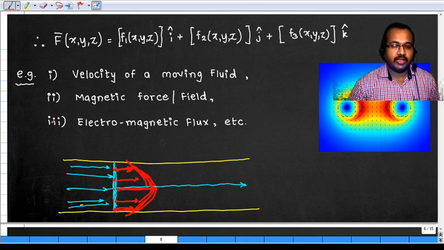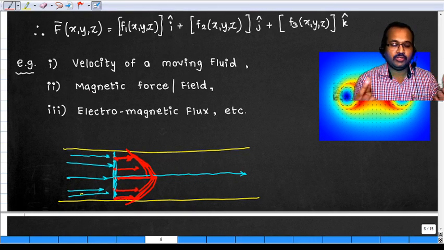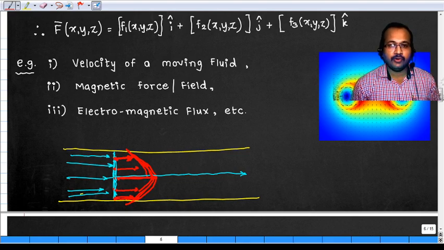Same is the case with the value of the magnetic field in the presence of two strong magnets. As the distance between the two magnets changes, the value of the magnetic force will change. Same is the case with electromagnetic fields.